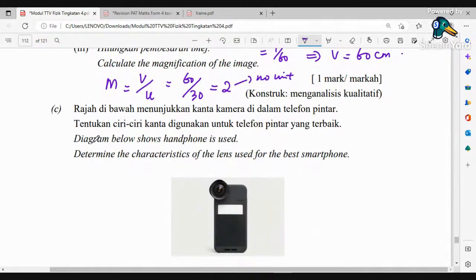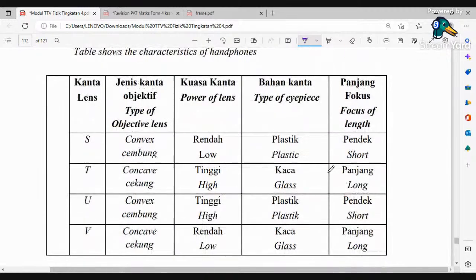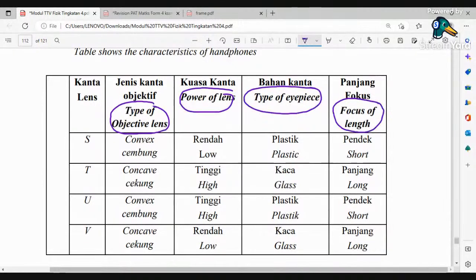Okay, part C, diagram below shows handphone is used. Determine characteristic of lens used for best smartphone. Okay, kita lihat di sini. Type of objective lens, power of lens, IP. Okay, jadi kita akan jawab dalam table form. So let's look at which one is the most suitable first. Pilih dulu baru jawab dalam table.